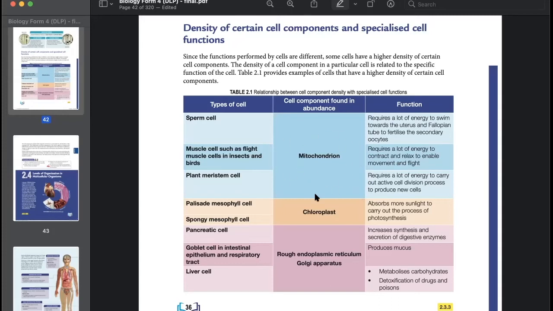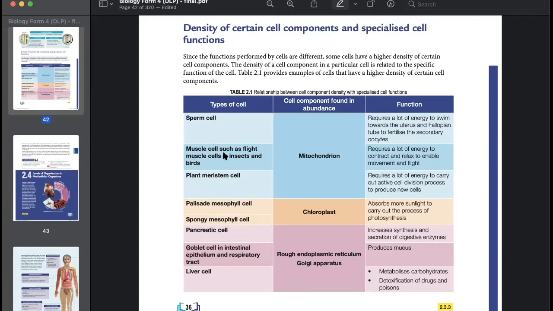Maksudnya kita boleh jumpa mitochondria ni dengan banyak dekat mana? Pertama sekali dekat sperm, dekat muscle cell. Kalau yang ni animal cell lah kan, sperm cell dan juga muscle cell. But in the plant, we can find so many mitochondria in a plant meristem cell. Okay, sebab apa? Okay, kita tengok sperm cell dulu. Sebab apa? Sperm cell require a lot of energy to swim toward uterus and fallopian tube, because we know that sperm cell need to swim. So in order to swim, it need to have more mitochondria.